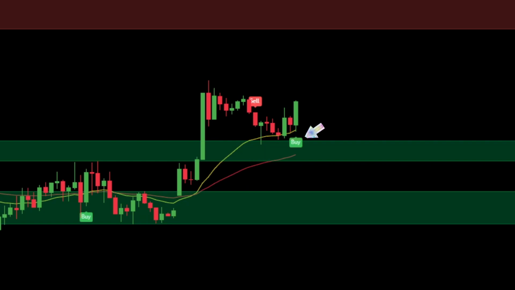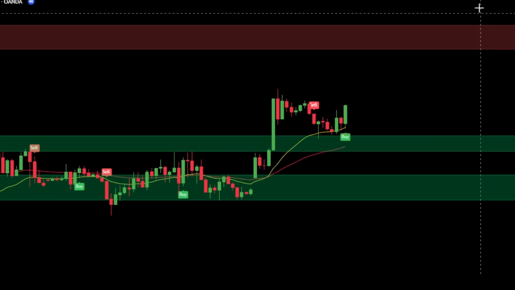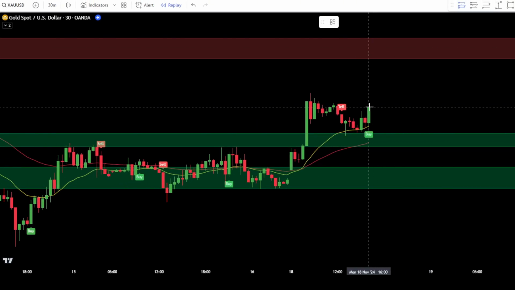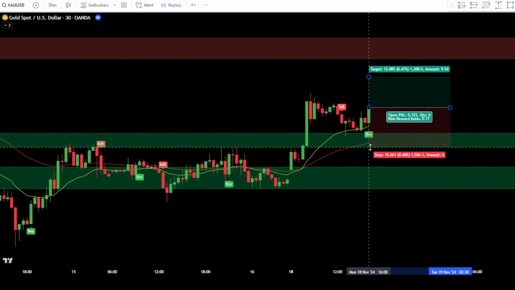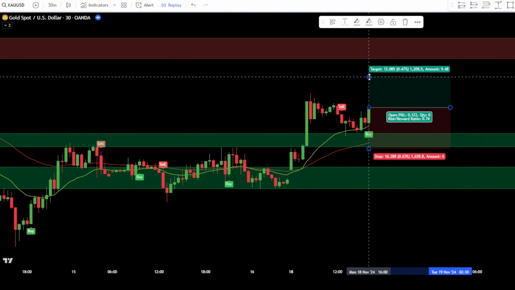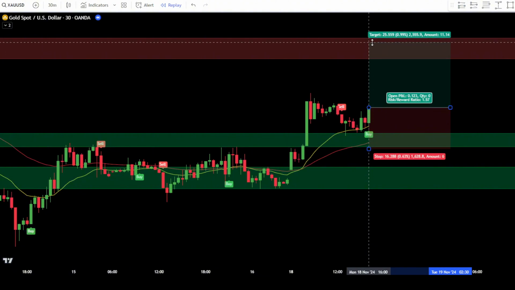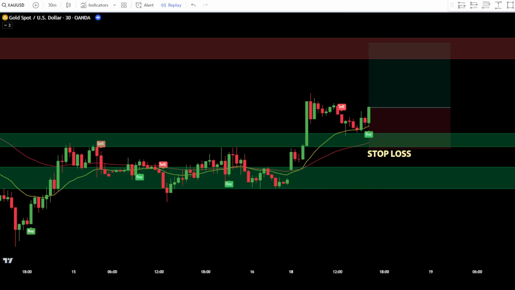Look for a buy signal from the UT bot alerts indicator. Ensure the candlestick that forms is a bullish candlestick. If all conditions are met, place your buy entry after the bullish candlestick has closed. Set your stop loss slightly below the support area. Use a risk-to-reward ratio of 1 to 1.5 to determine your take-profit target.